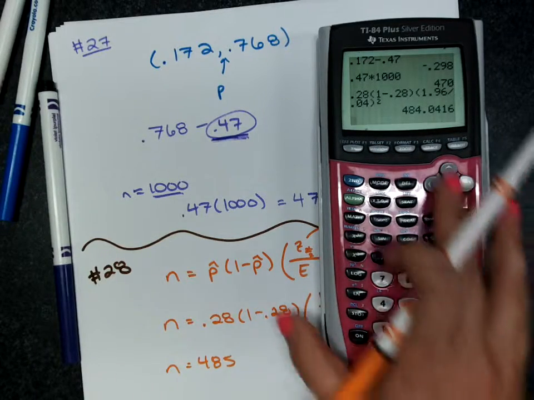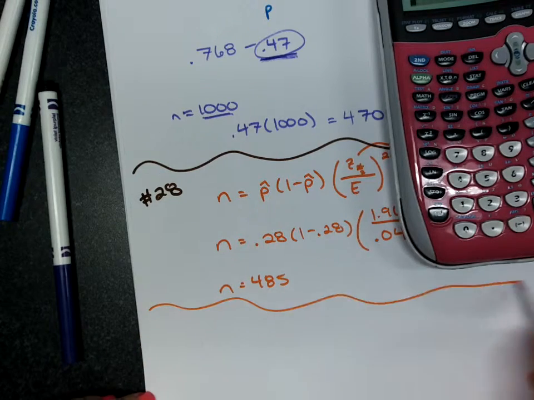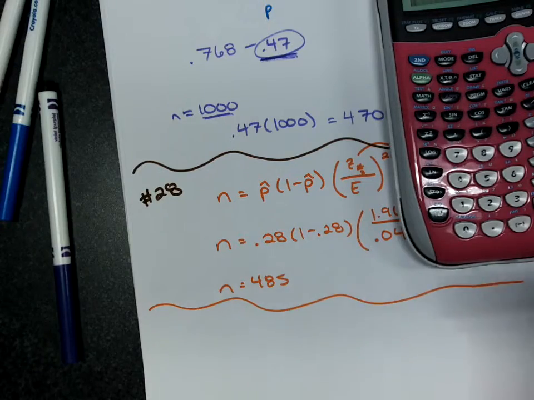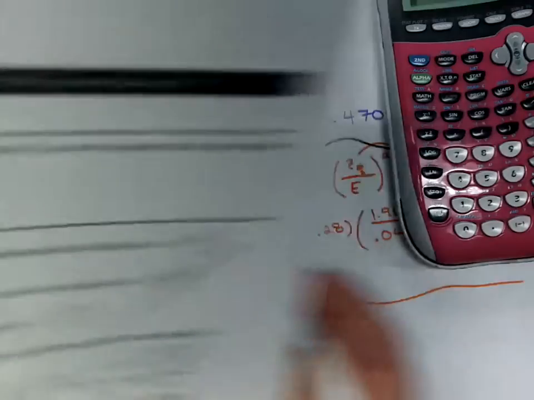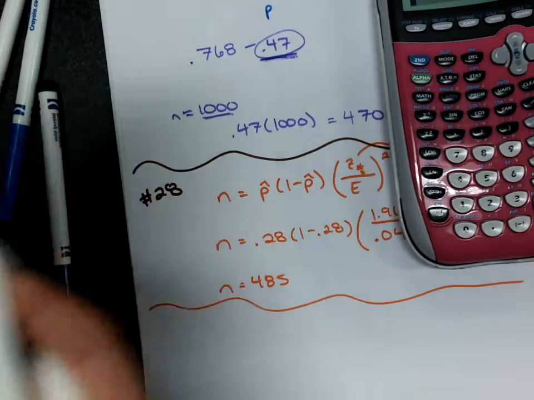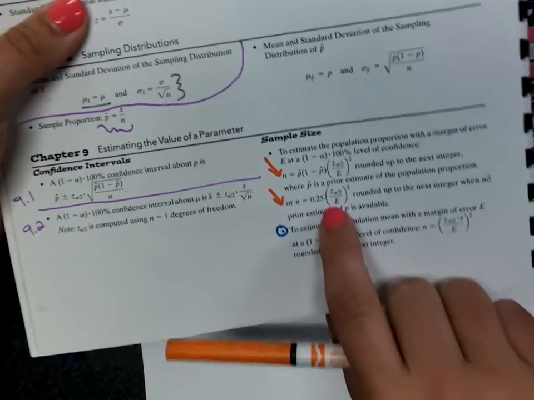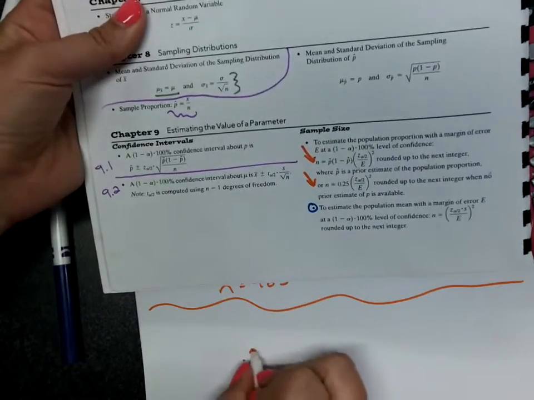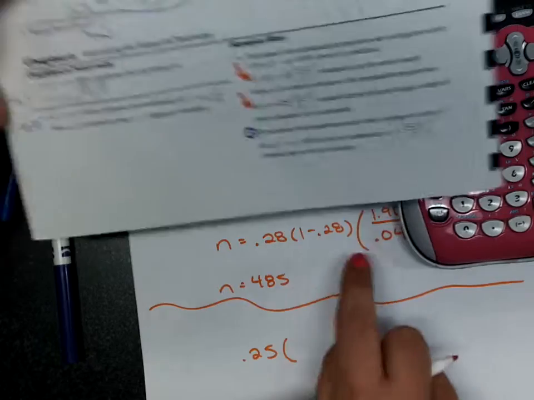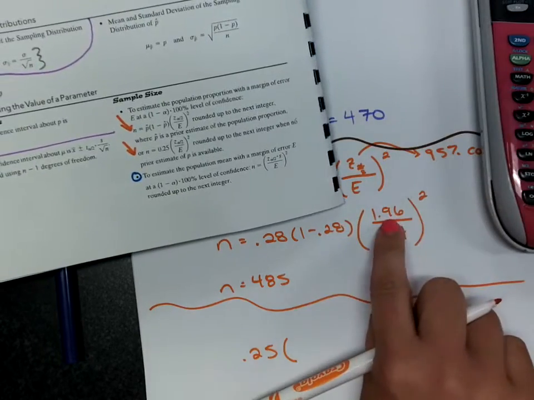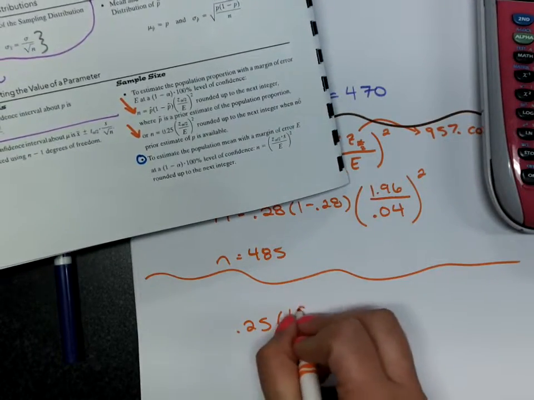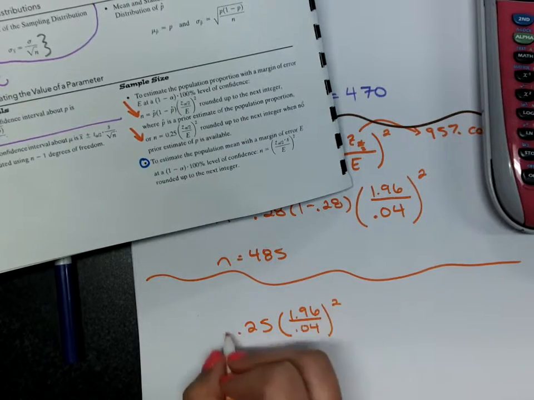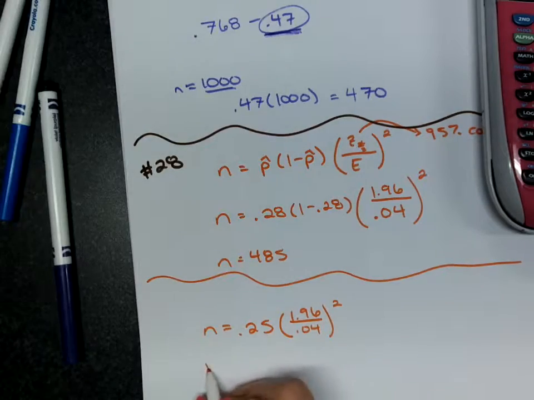And then part B is similar, except instead of using 28%, we're going to use the empty percentage, which is 0.5. And the chart has already taken care of that part for you. If you review my Chapter 9 videos, you'll see that the 0.25 has already been taken care of. So it's 0.25 times the same critical value, because it's the same level of confidence, so it's still 1.96, over the same margin of error, 0.04 squared. And that will give you a different sample size.